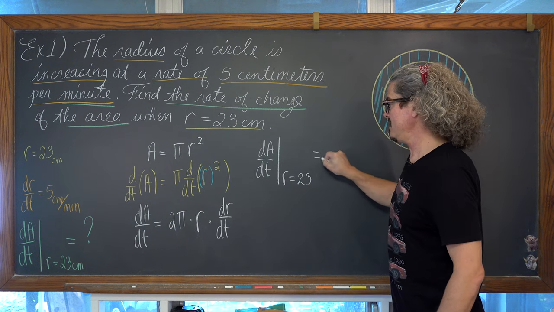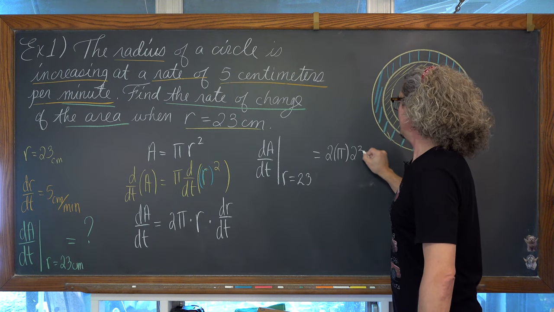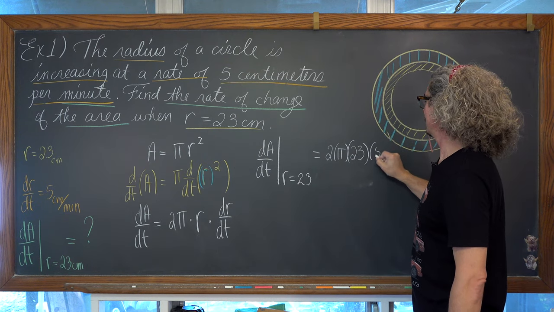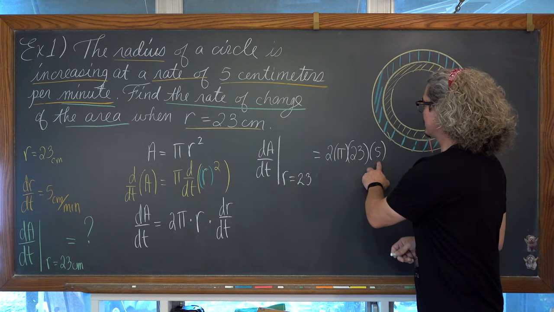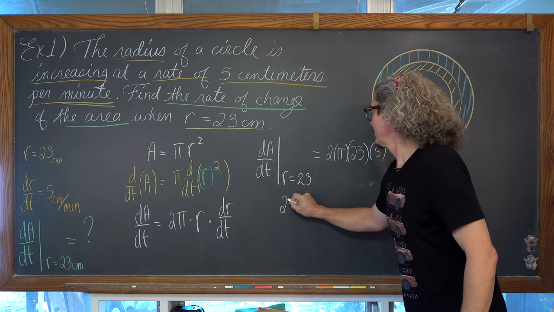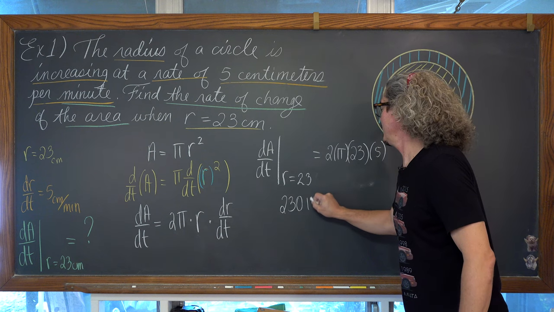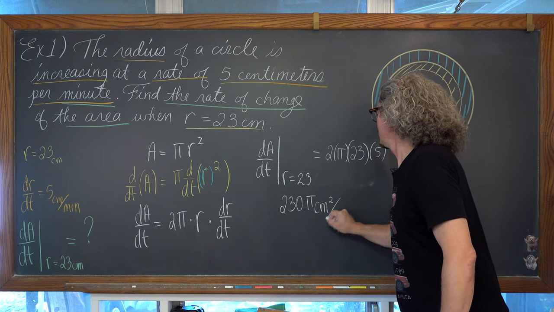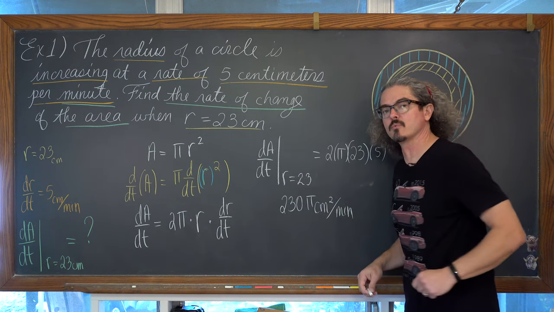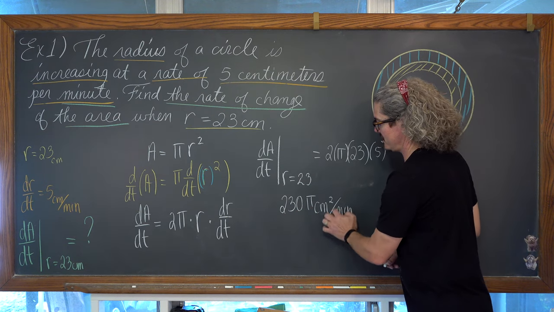We're going to have that that's equal to 2 times pi times 23 for that specific radius, times dr/dt, which was given to us as 5. We have 2 times 5 is 10, and 10 times 23, of course, is 230 pi square centimeters per minute. So when the radius is specifically 23 centimeters, the area is increasing by 230 pi square centimeters per minute.